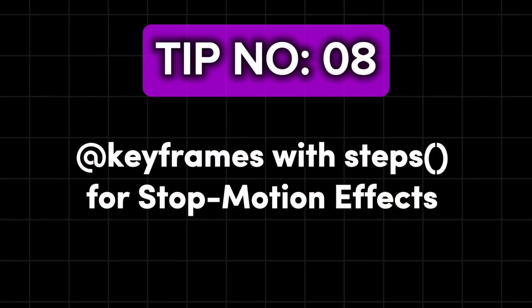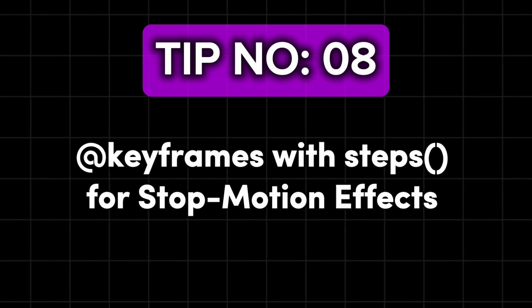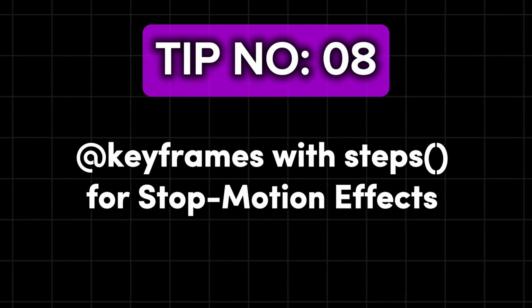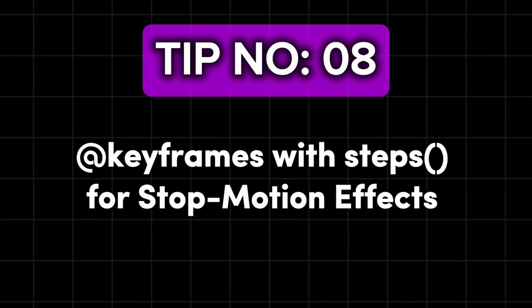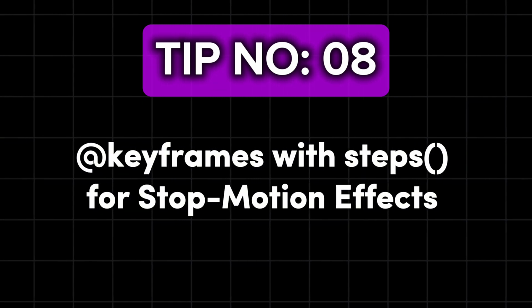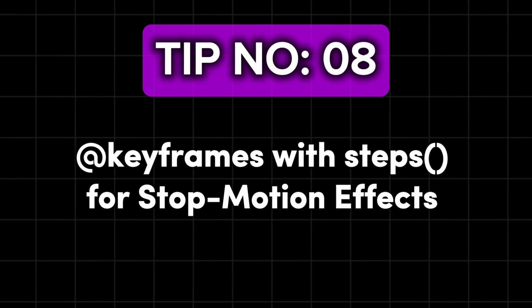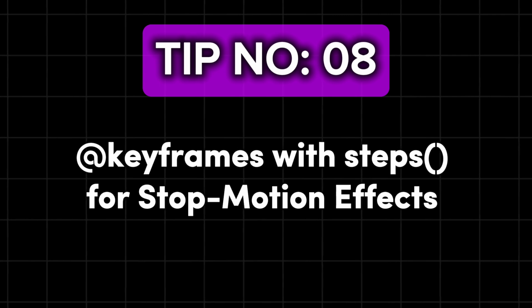Tip number 8. Keyframes with steps for stop motion effects. The steps function in keyframes is used to create a stop motion effect in animation. This function breaks the animation into distinct steps, which makes the transition appear more like a series of still frames rather than a smooth animation. It's great for creating animations that look like they are jumping from one frame to the next, similar to a flipbook.